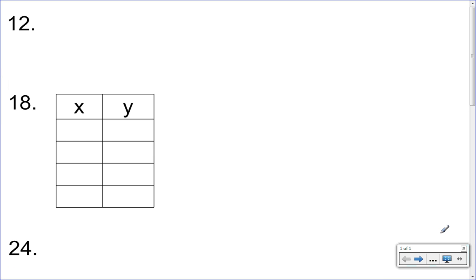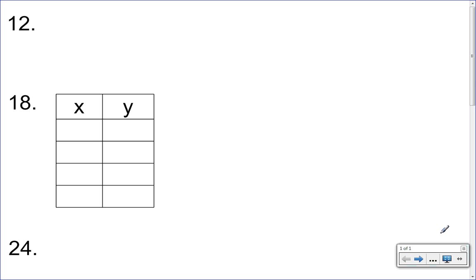Okay, this is the solutions to the even problems in the Chapter 8 Study Guide and Review on pages 459 through 462. Okay, so we'll start with number 12. It says to use the table that shows the cost of gas in different years. Is the relation a function?